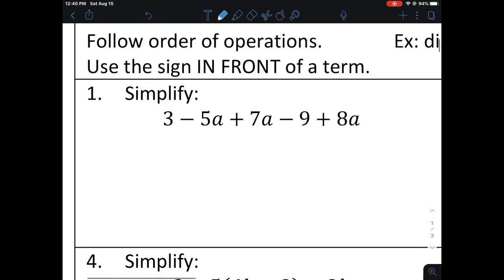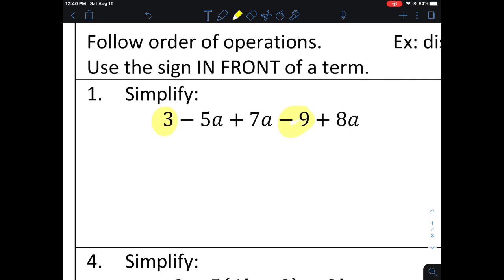All right, so follow your order of operations, distribute, then add or subtract. Use the sign in front of your term. All right, so if you are really struggling with this, go ahead, highlight the like terms. So we got 3, we have a -9. Those are like terms. They have no variables attached to them. And then my variable a, we've got a -5a, we have a 7a, and we have an 8a.